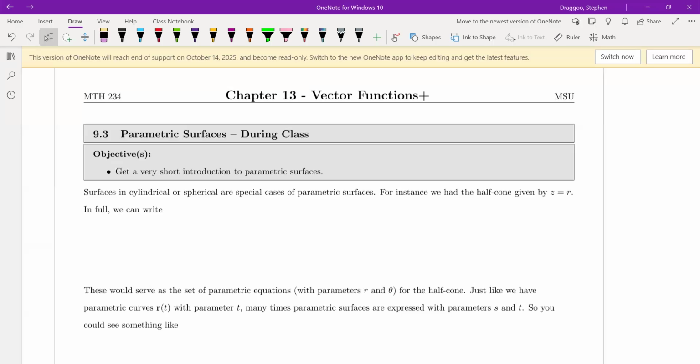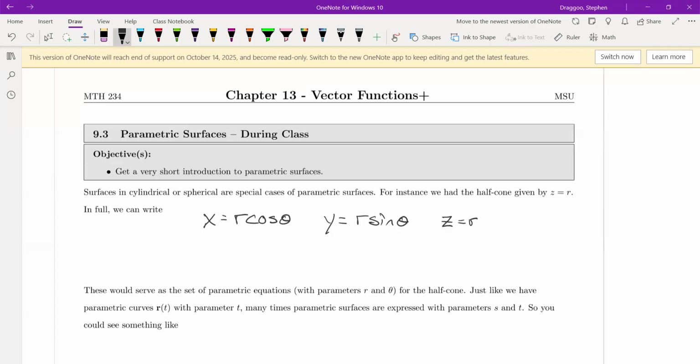So I'm going to need 2 parameters. That's the big fancy explanation of parametrizing surfaces. In particular, if we wanted to look at our half cone given by z equals r in full, we could write out the equations. X equals r cosine theta. Y equals r sine theta. And z equals r. To define the whole bit.